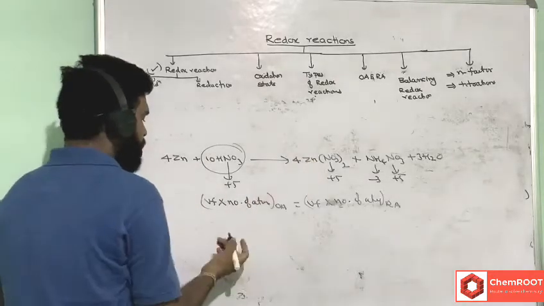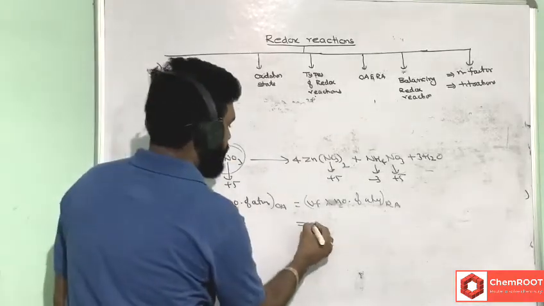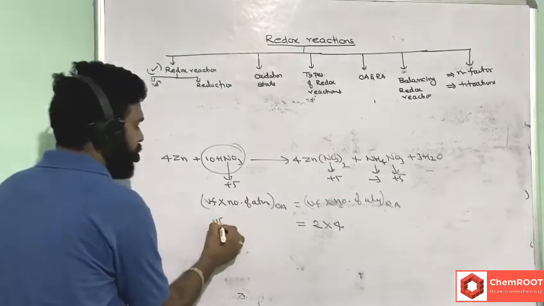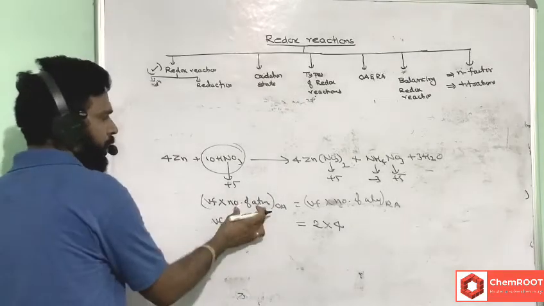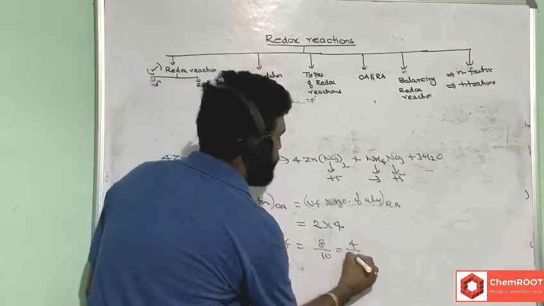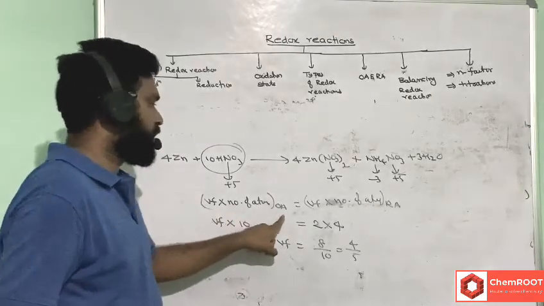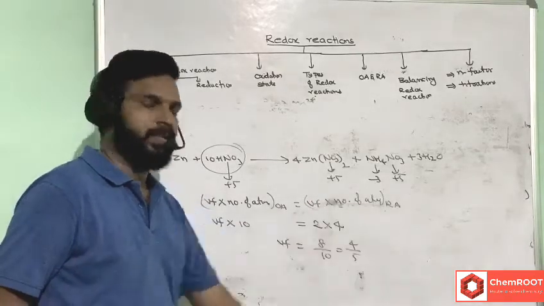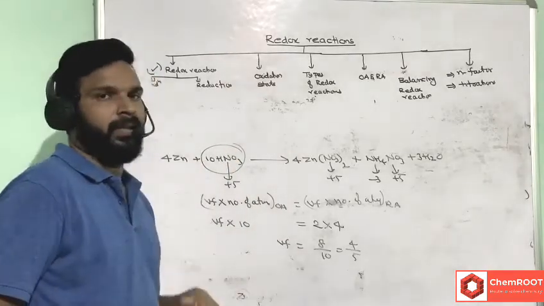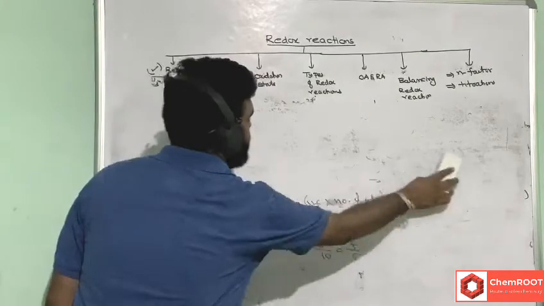Here zinc is converted to Zn2 plus, so plus 2. Zinc is undergoing oxidation, so it comes under the reducing agent. So the valency factor is 2, and how many atoms are there? 4. And here we have to find the valency factor for the oxidizing agent from the number of atoms; how many atoms are there? 10. So the valency factor is equal to 8 by 10, so 4 by 5. You don't need to worry about that. Just use the formula: valency factor into number of atoms of oxidizing agent equals valency factor into number of atoms of reducing agent. You can easily find it when not all the molecules are involved in oxidation or reduction.